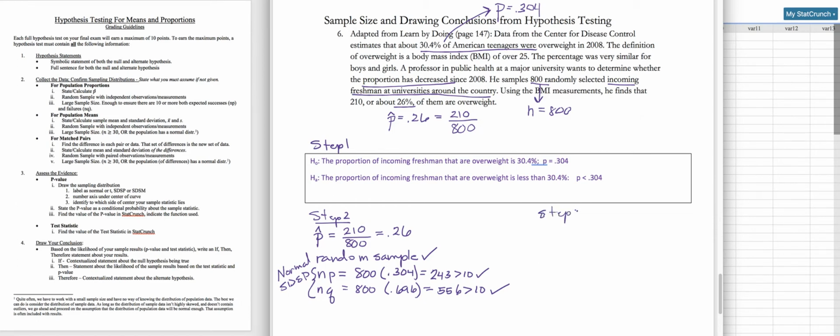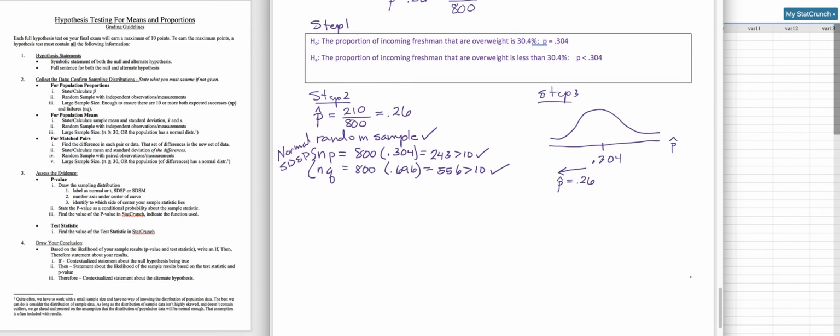Okay, so on to step three. We're going to draw our normal distribution of p hat values. We are assuming H0 is true and that P is 0.304. So that's what we are putting at the center. Our sample value, our p hat of 0.26, therefore must be to the left because it's a number line, and 0.26 is less than 0.304.